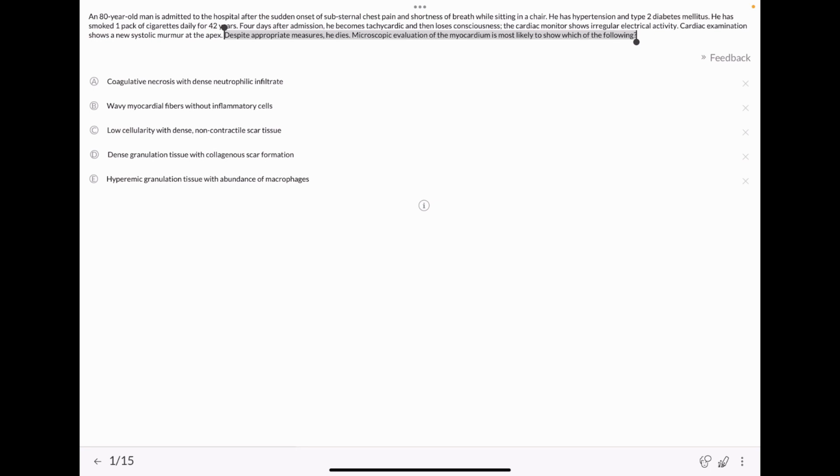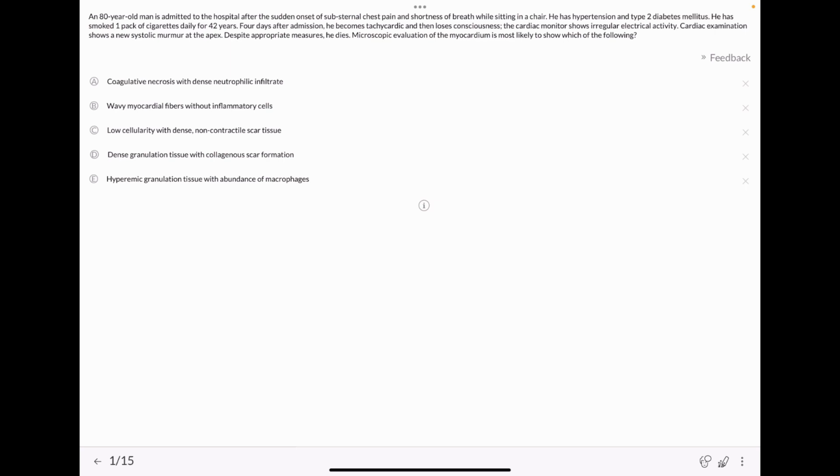And I think that would be after resolution, like weeks later. C is low cellularity with dense non-contractile scar tissue, and that would be in the case of ventricular aneurysm or a late complication. D, dense granulation tissue with collagenous scar formation, that would be like 1 or 2 weeks in when there's still granulation tissue. Or E, hyperemic granulation tissue with abundant macrophages. All right, so let's see how many days out we are from the MI so that we can decide which one to choose.